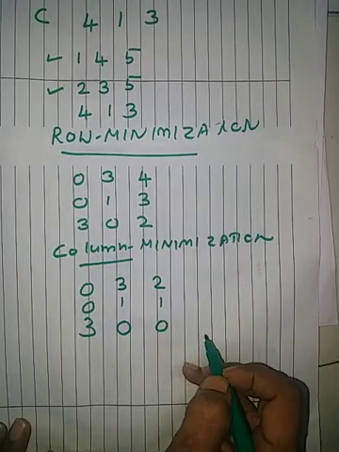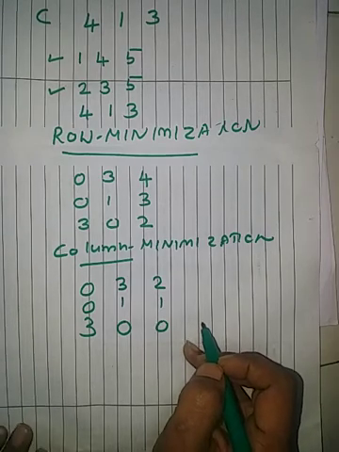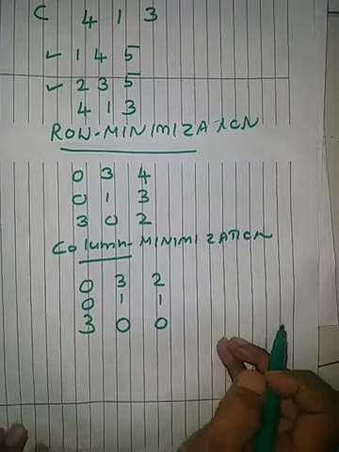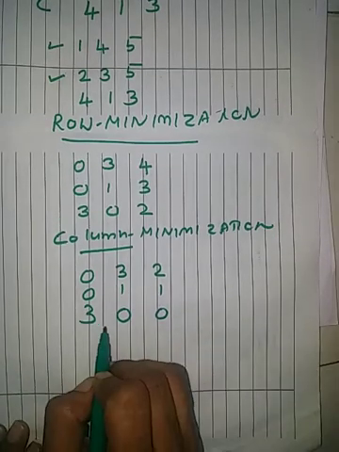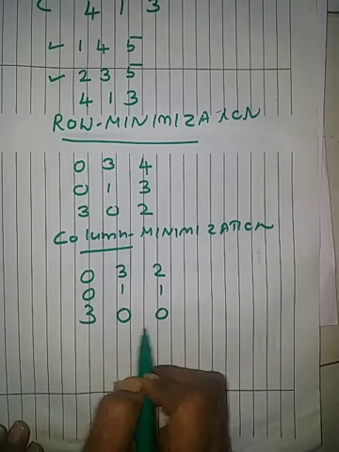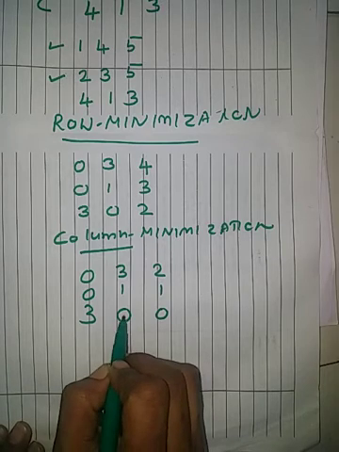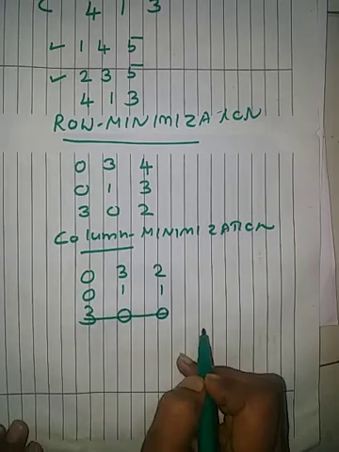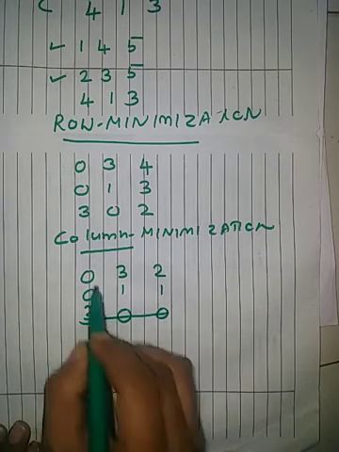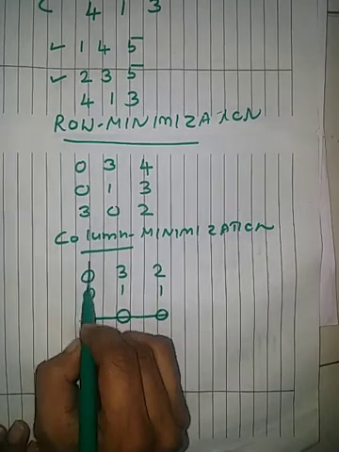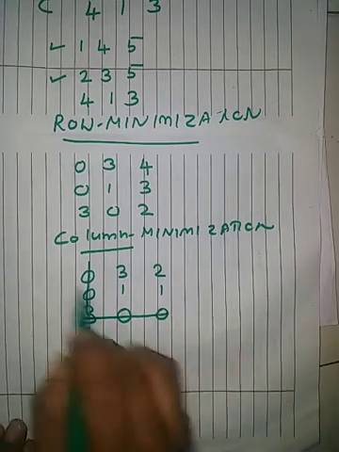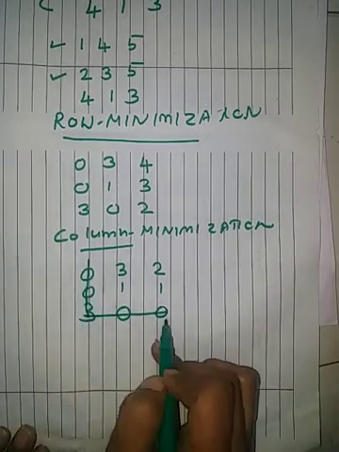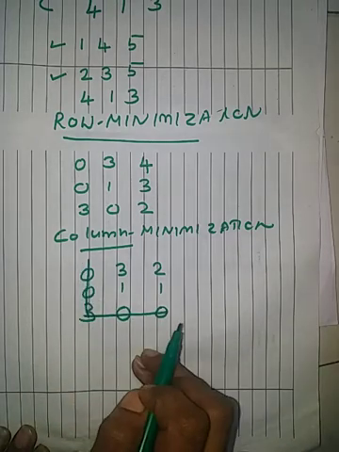Next step is the minimum number of lines we will draw to cover all the zeros. For drawing the minimum number of lines, I am selecting here 2 zeros. So, with a single line, I am covering these 2 zeros. Here also, these 2 zeros I am covering by a single line. So, I have covered all zeros by 2 lines.